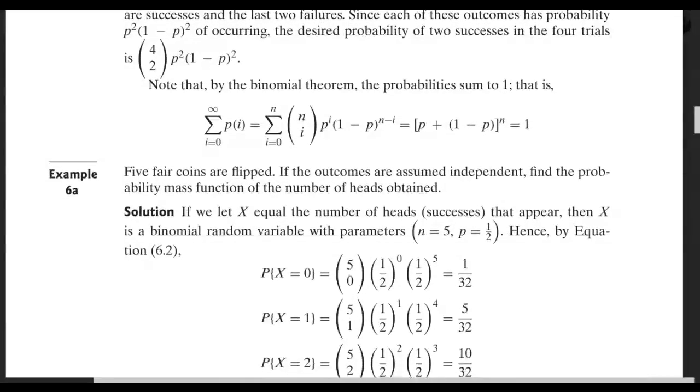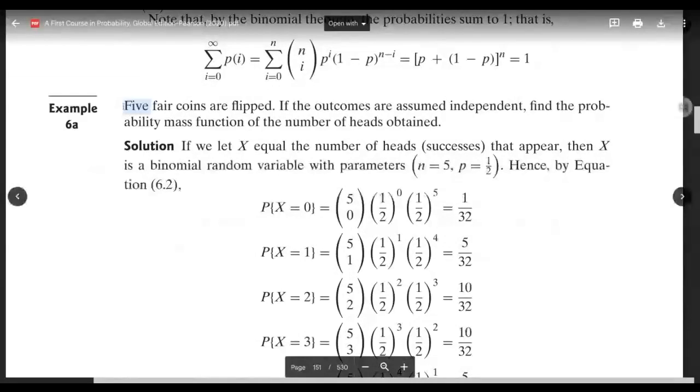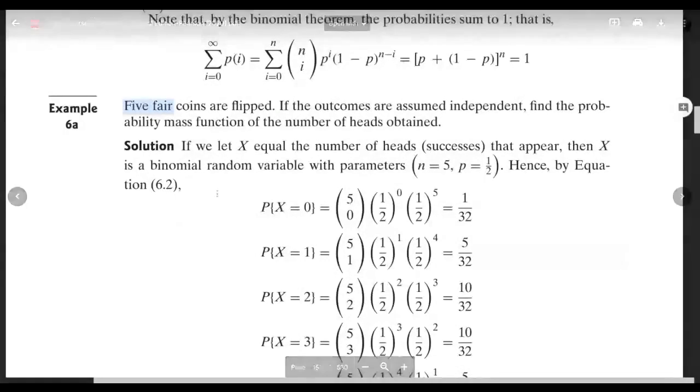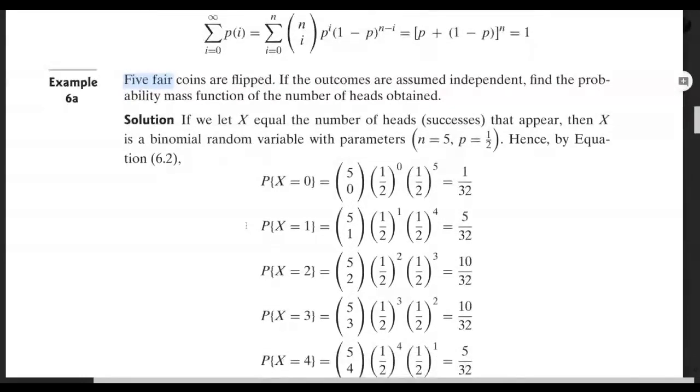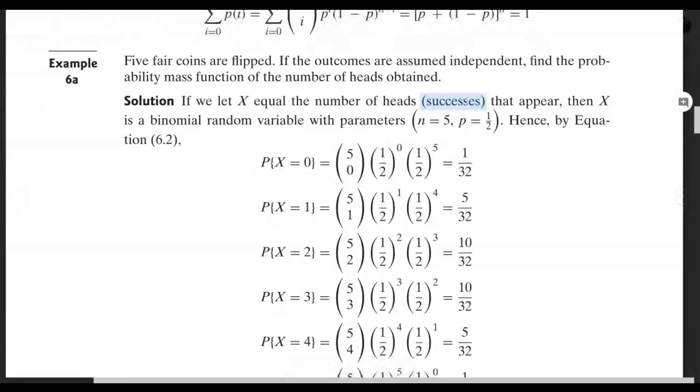Okay, very interesting. All right, let's see examples. 5 fair coins are flipped. If the outcomes are assumed independent, find the probability mass function of the number of heads obtained. So X equals the number of heads that appear. So we're treating getting heads as successes.